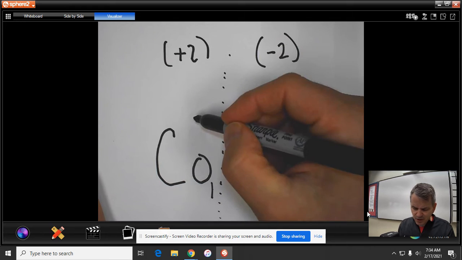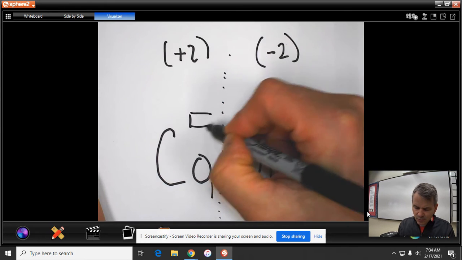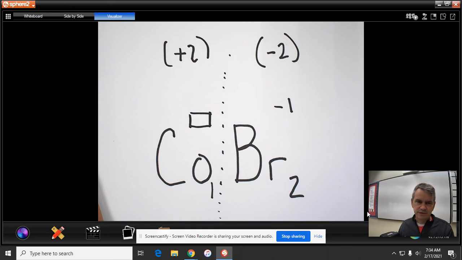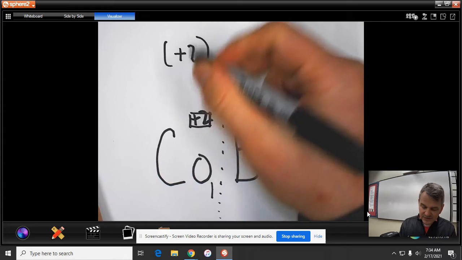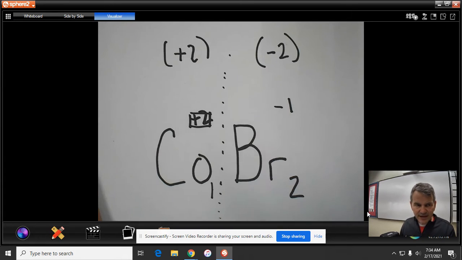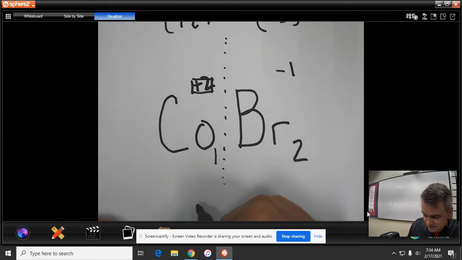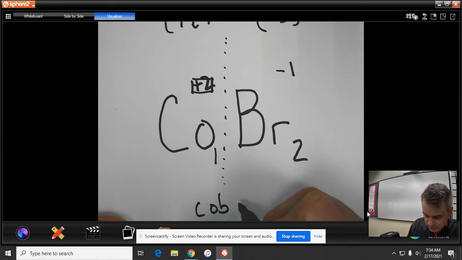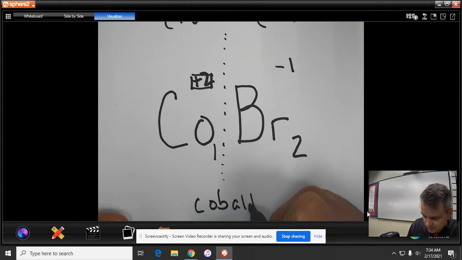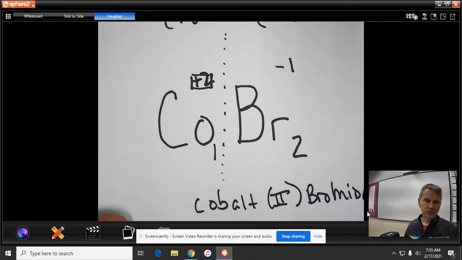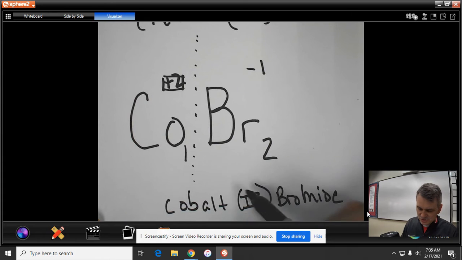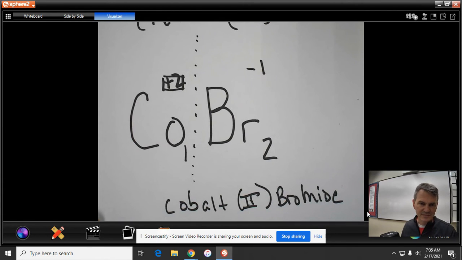Well, here's the thing then. 1 times what gives us 2? Well, that's pretty easy math. 1 times a +2 gives us a +2. So in this case, cobalt has a +2 charge. So we would write this as cobalt 2 bromide. Oops, sorry, it's early. Cobalt 2 bromide. Okay, that 2 represents the +2 there.